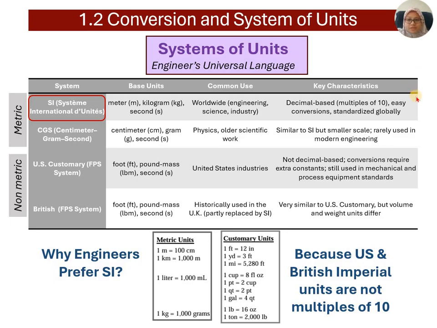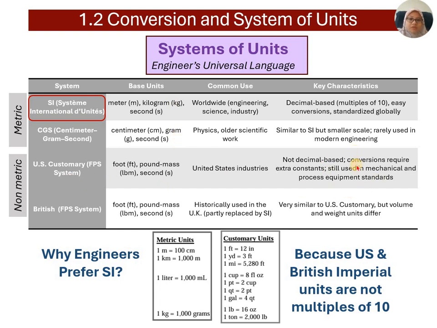Now the key characteristics of each system. For SI, it is decimal based, it is easy to convert, and it is standardized globally. CGS is similar to SI, but the scale is slightly smaller. Instead of meter, it uses centimeter. Instead of kilogram, it uses gram.